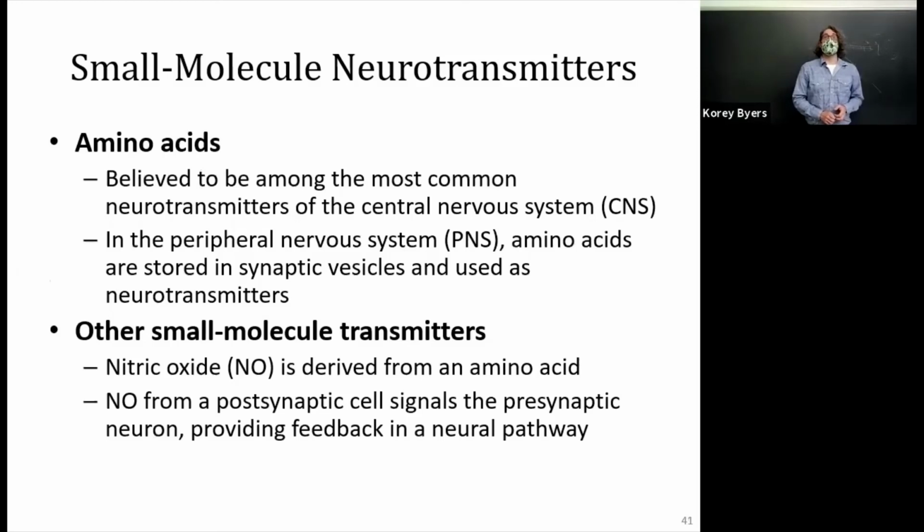The third are amino acids. Just like we learned, we were talking about how you can take amino acids and build up a protein, like you learned in biology and intro chem. These same amino acids can be reutilized as a neurotransmitter. In fact, we think they're the most common in the central nervous system because they're already up there. So in the peripheral nervous system, they are stored in vessels just like neurotransmitters to be used. So things like glutamate and lysine are effectively neurotransmitters.